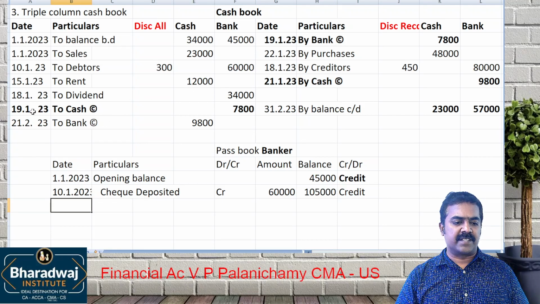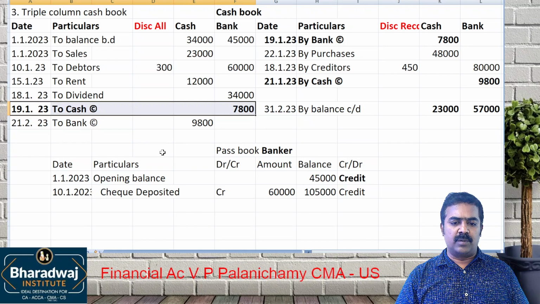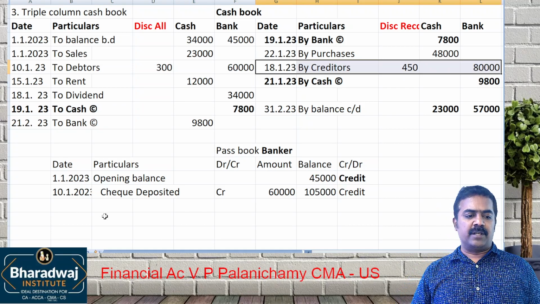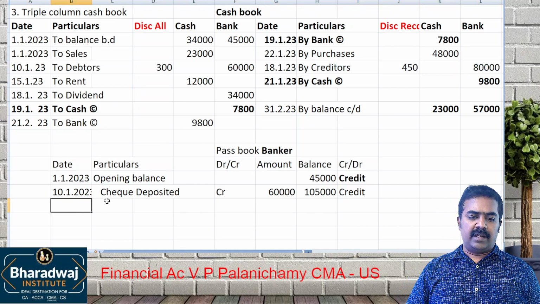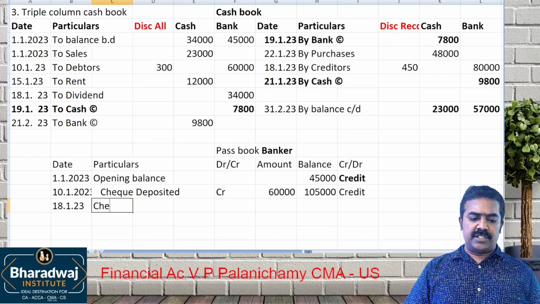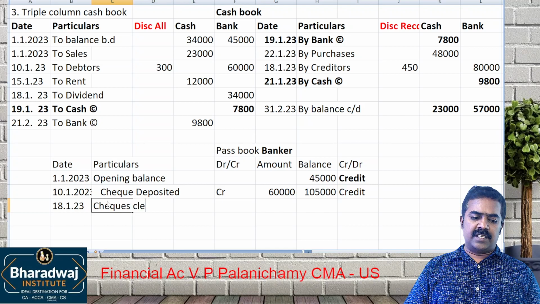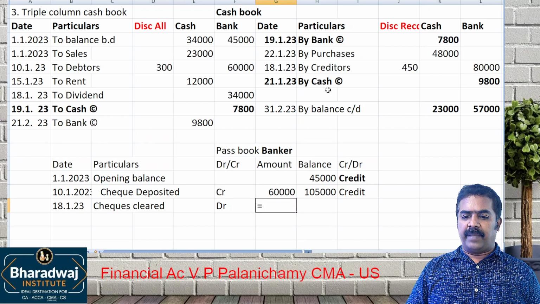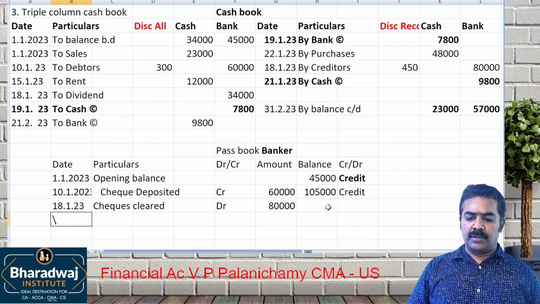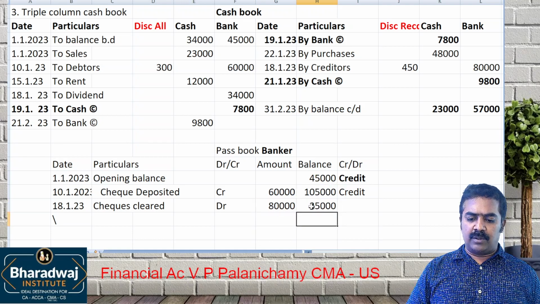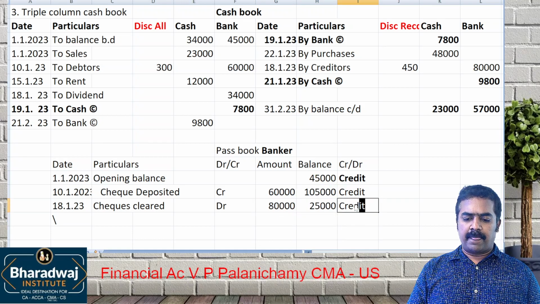Then again, what happens next? Before that, paid to creditors. When it is paid to creditors? 18.1.2023. Okay, cheques issued. Cheques cleared, like that they will record. Debit they will do. How much is paid? 80,000. So 1,05,000 minus 80,000 went out. The credit balance will be there.